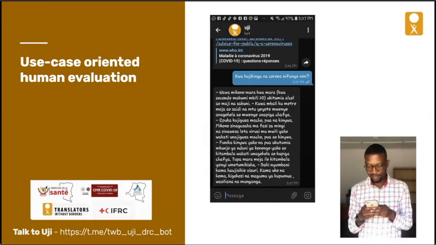Uji, as it's called, is TWB's chatbot deployed in DRC, which answers questions and records concerns and feedback related to COVID-19. It speaks in French, Swahili, and Lingala. You can interact with this bot following this link, and you see our co-author Rodrigue interacting with the bot.